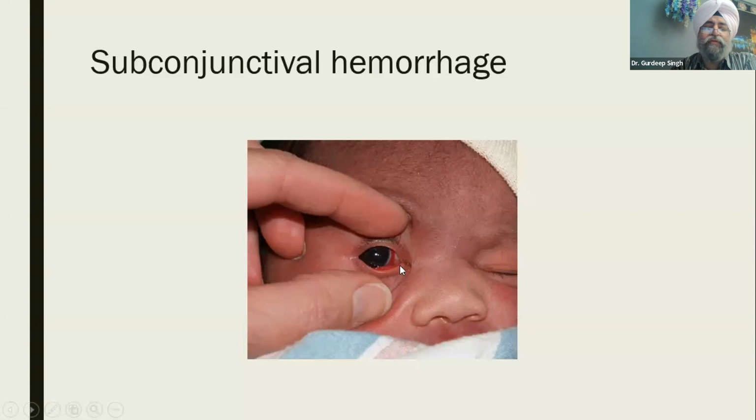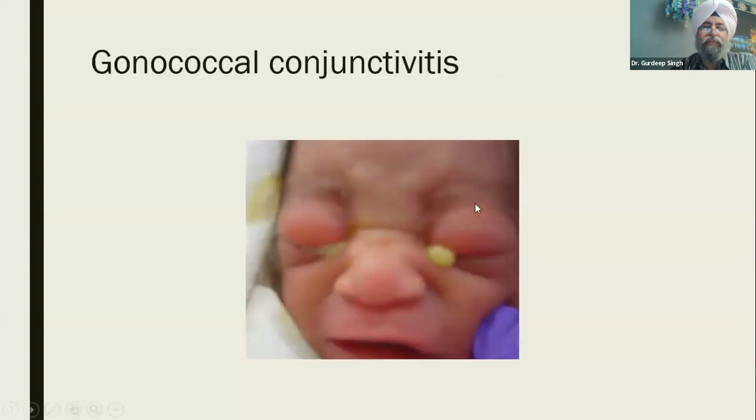The reason being the same: as the child is going through the birth canal, there is so much pressure inside, and any smaller blood vessel can burst and give something like this. Moreover, if there is any kind of trauma, like a forceps delivery or something like that, in addition to this small hemorrhage there can be something on the cornea also. But this looks like a very benign one, and this also we have to just wait and watch, and this will also go away with time.